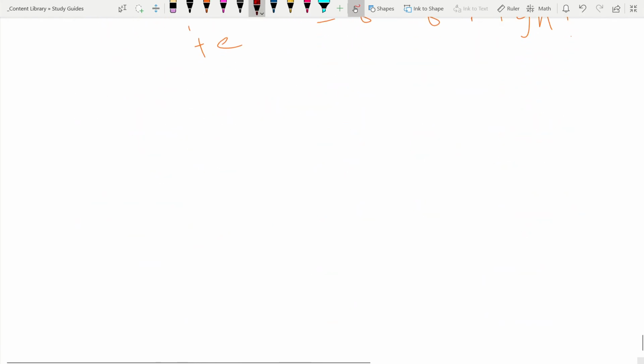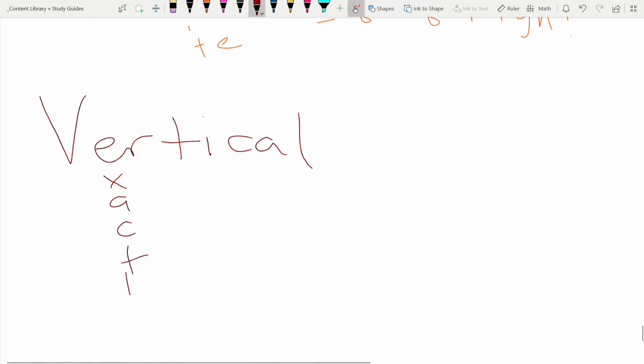And let's write the word vertical. Because if the number's on the outside, that dealt with the vertical motion going up and down. And it's exactly what you saw. Oh, look at this. Vertical has an E for exactly.